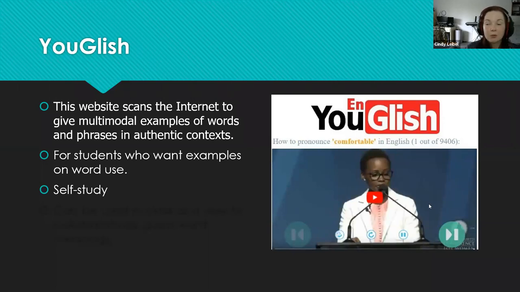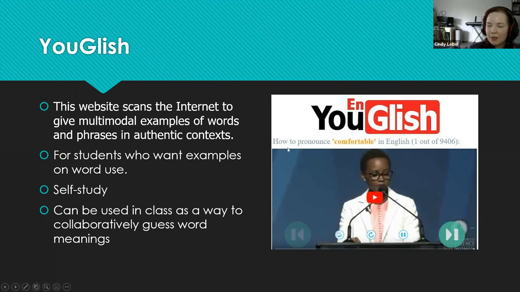I find students really like this website because they just push play and it gives them example after example. It has both the text and the audio, so it's really great for learning. And it can also be used in class as a way to collaboratively guess word meanings.